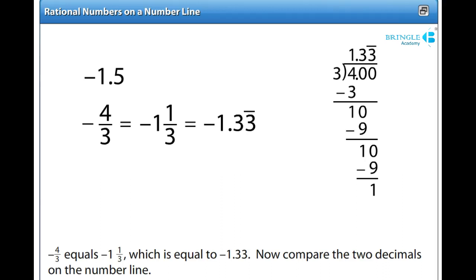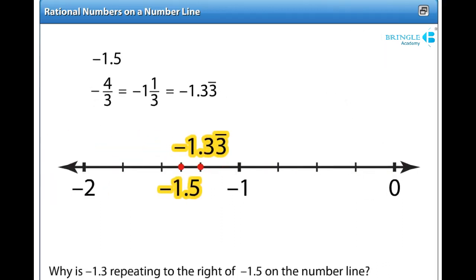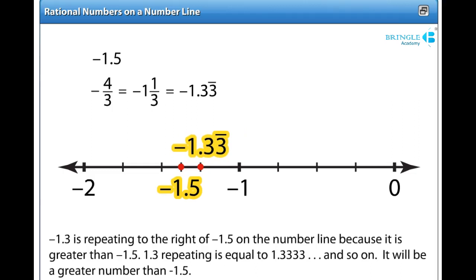Now compare the two decimals on the number line. Why is -1.3 repeating to the right of -1 5/10 on the number line? -1.3 repeating is to the right of -1 5/10 on the number line because it is greater than -1 5/10. 1.3 repeating is equal to 1.3333 and so on. It will be a greater number than -1 5/10.